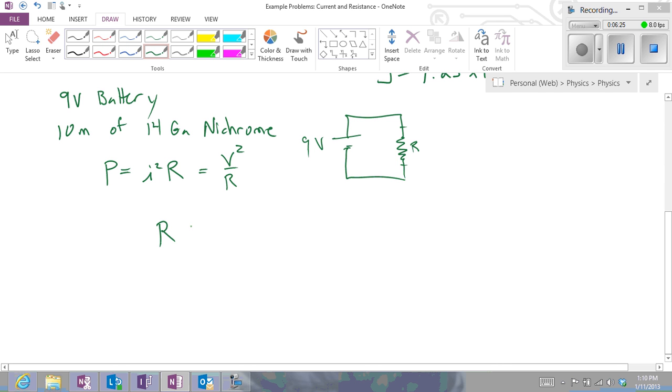We weren't given the resistance, but we were given the shape and the material of the object, so we can use the resistivity relationship, R equals rho L over A. I need to know what the resistivity of nichrome is. I would look that up somewhere, and in my case, I'm going to pause here and go find it.